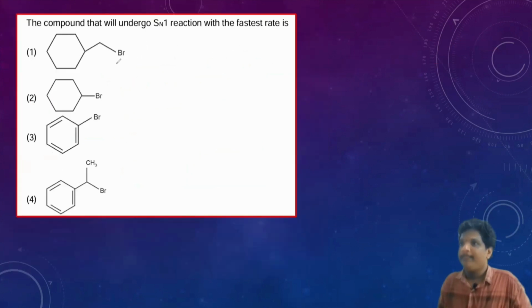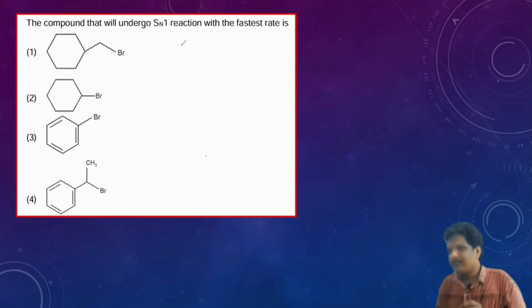Here, which compound will undergo the SN1 reaction with the fastest rate? The intermediate formed in an SN1 reaction is a carbocation. If the stability of that intermediate increases, the rate of the SN1 mechanism increases. First, let us understand which intermediate will be formed by considering each and every option.